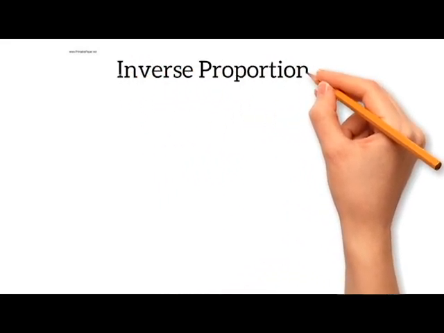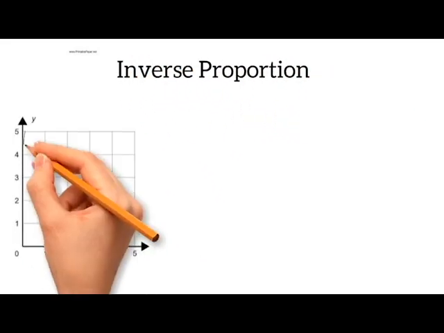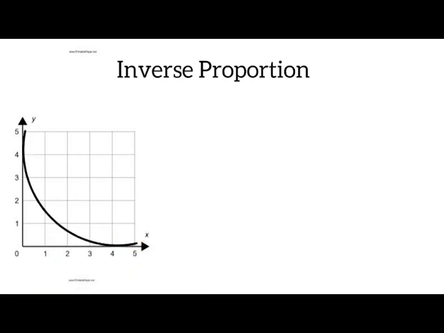Now, let's explore inverse proportions. An inverse proportion is a relationship where an increase in one variable leads to a proportional decrease in the other variable. Imagine you have a fixed amount of work to do. If more people join in to help, the time taken to complete the work decreases. But if fewer people are working, it takes longer to finish the task.